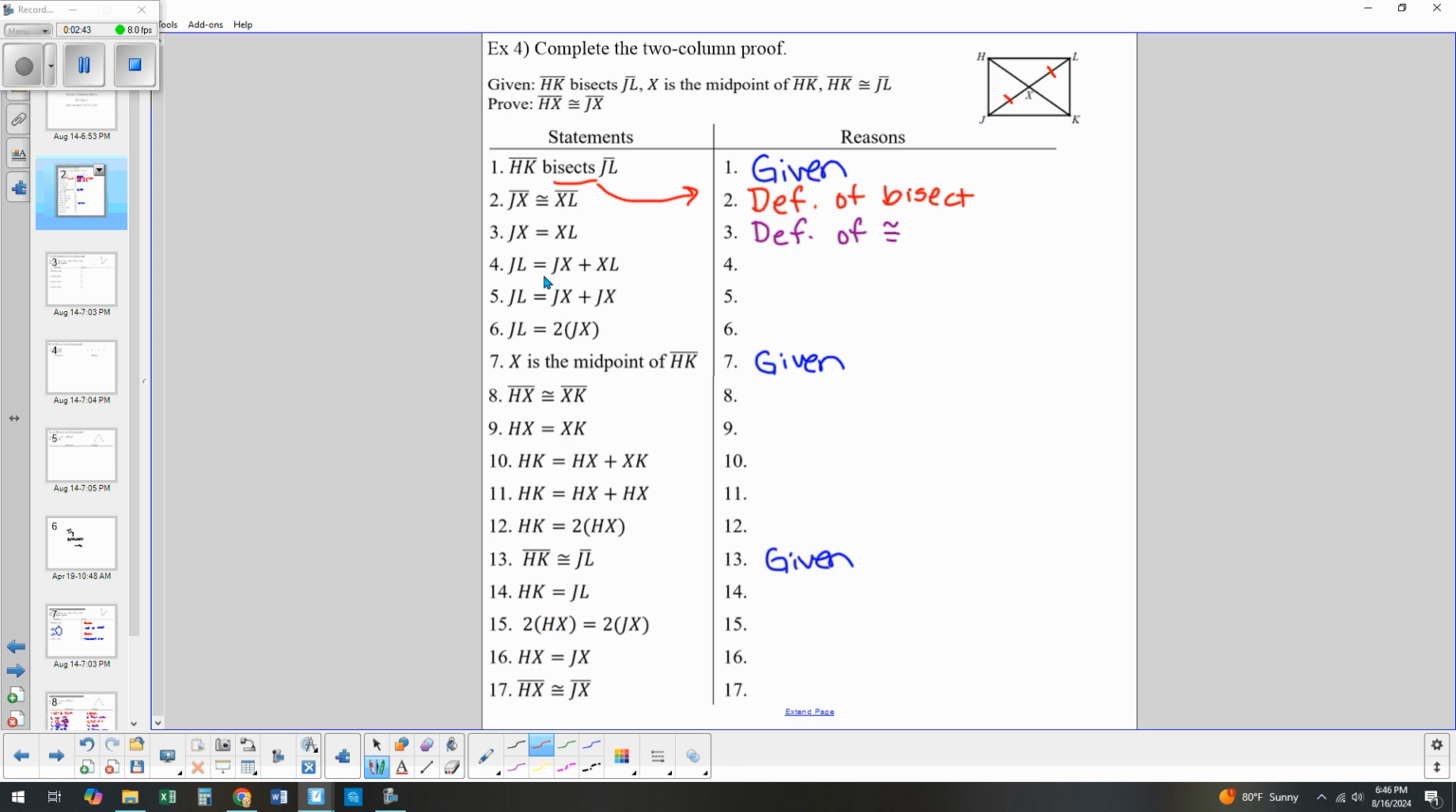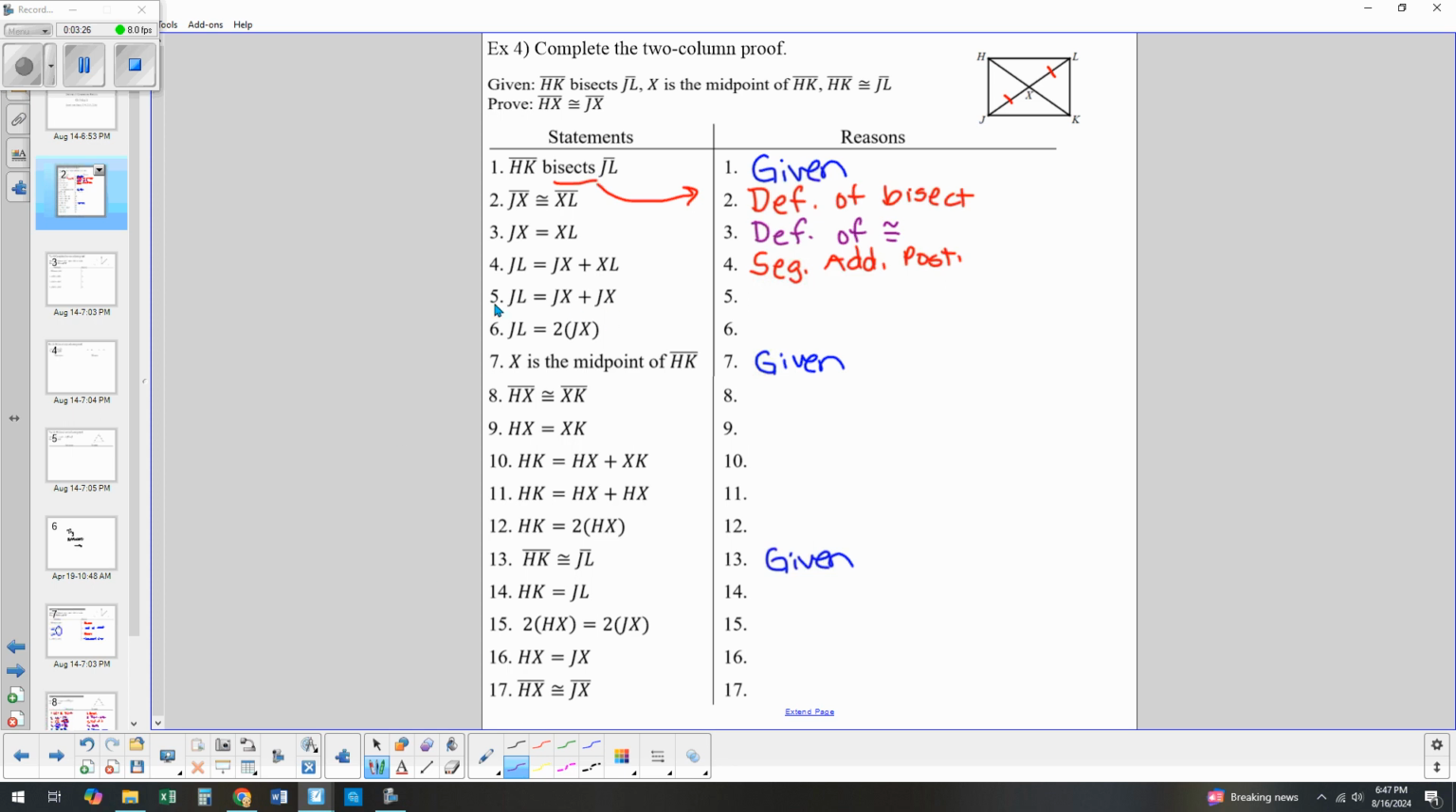And now step 4. I have JL equals JX plus XL. I can't look to the previous step there because JL was not in it, or any previous steps. So for step 4, I'm actually going to look at the picture and see if there's a reason that we wrote this. So we're saying that this whole length JL is equal to the sum of JX and XL. We're saying the whole segment is equal to the sum of its parts. If you recall from chapter 1, that is called the segment addition postulate. And I did mention back then that these were going to be incredibly important once we start doing our proofs.